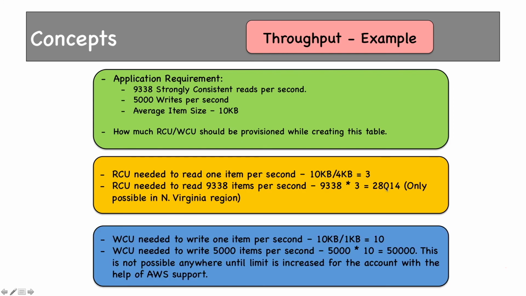Similar is the case of WCU. WCU needed to write one item per second would be 10 by 1, which is pretty straightforward. That is equal to 10. WCU needed to write 5,000 items would be 5,000 into 10, which is equal to 50,000. This is not possible anywhere because you have a soft limit of 40,000 until unless you increase the soft limit with the help of AWS support.